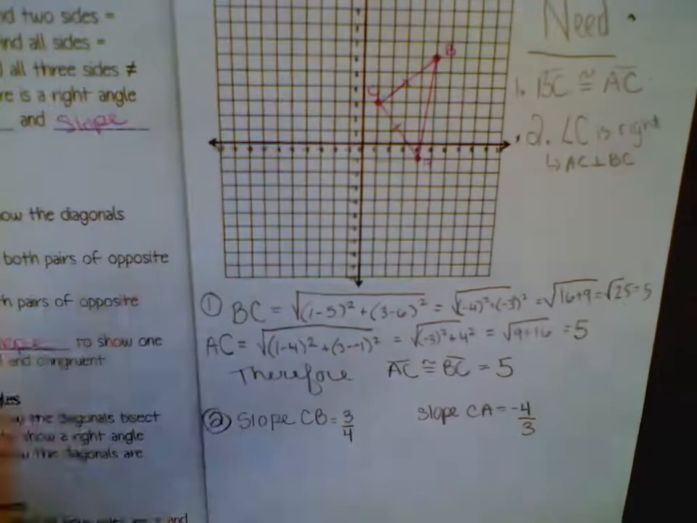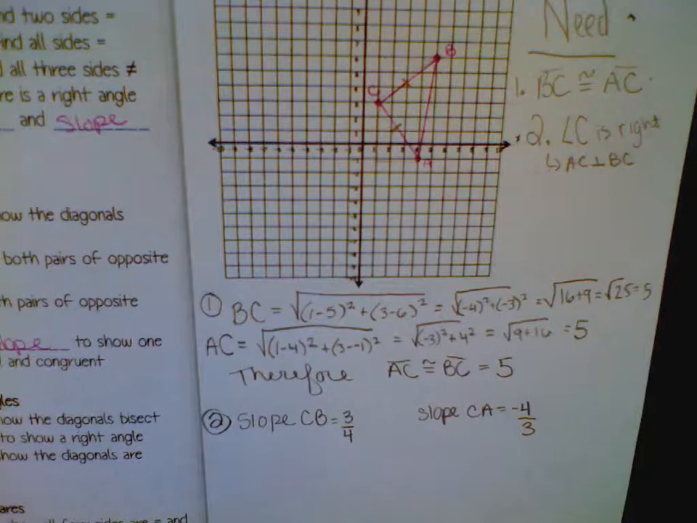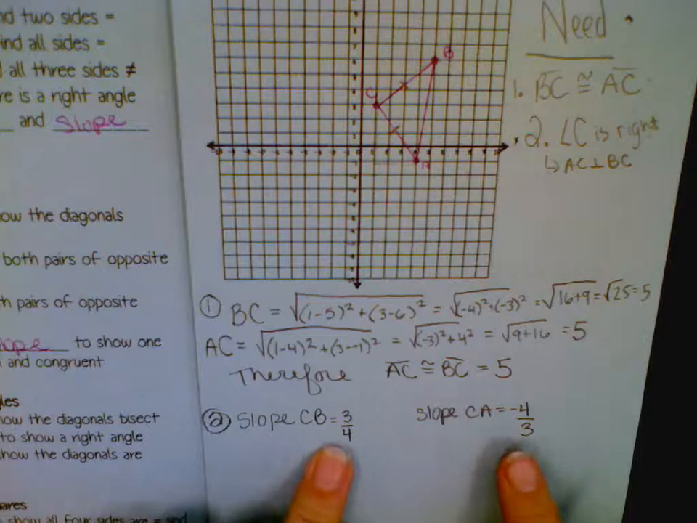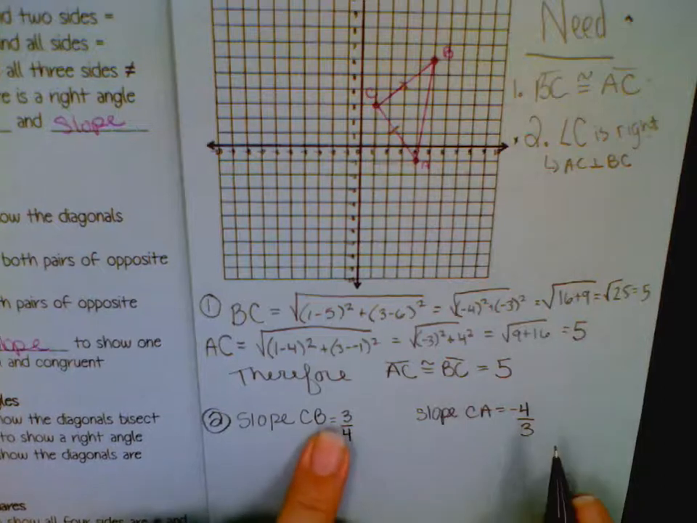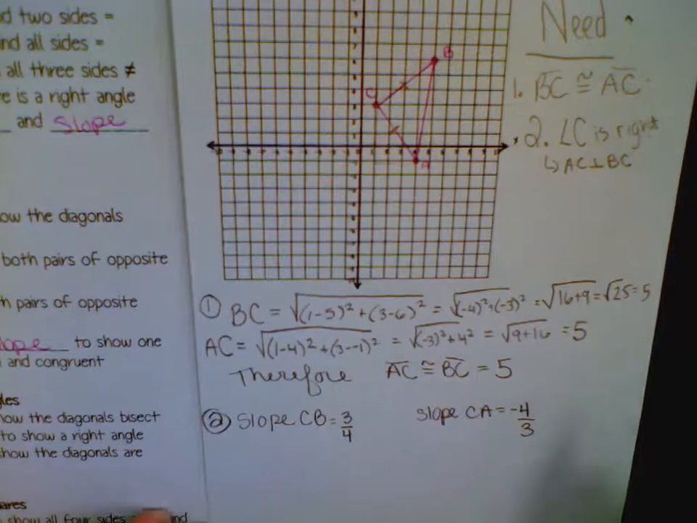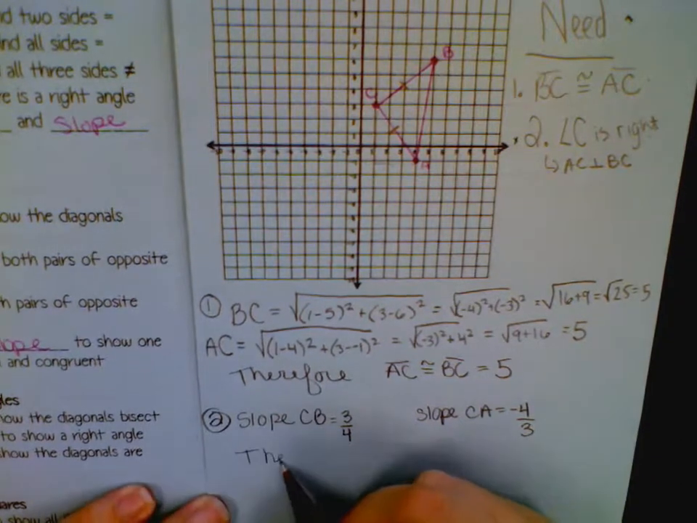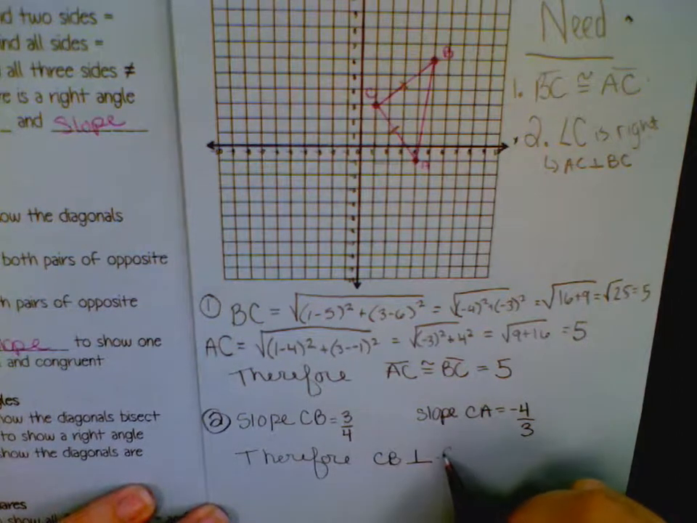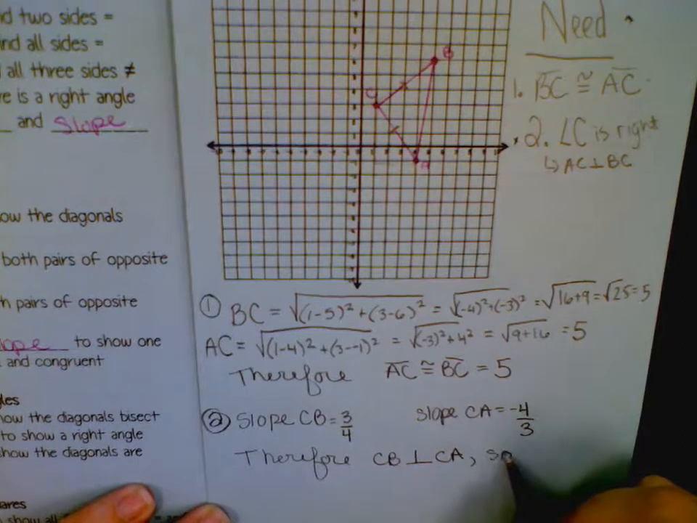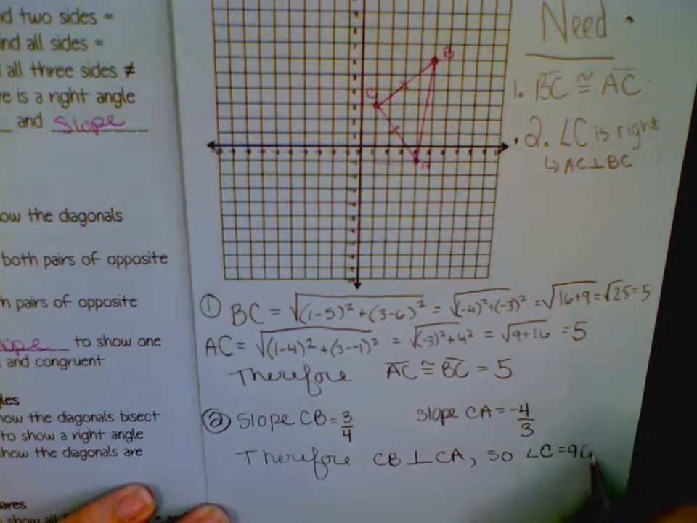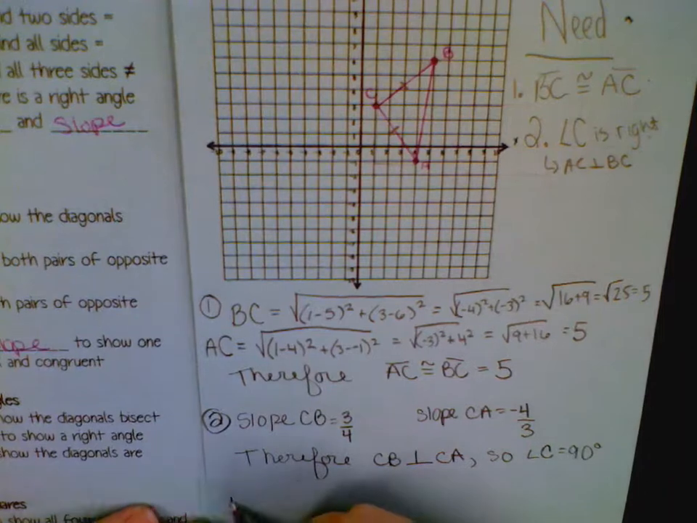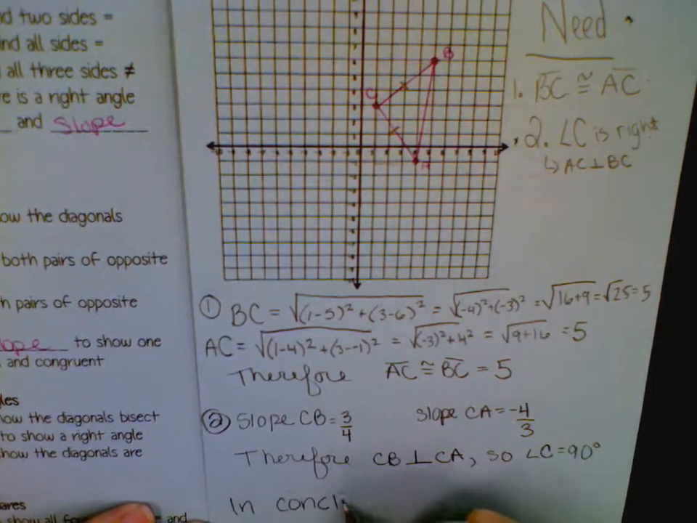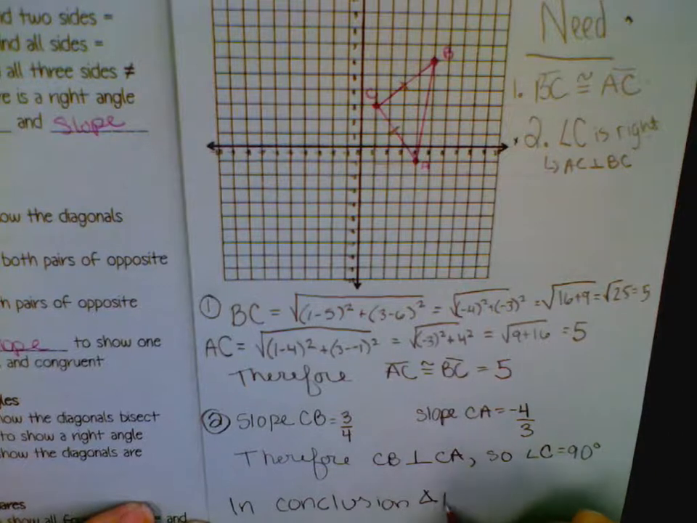So what did we have to have for two lines to be perpendicular as far as their slopes? Good, we need opposite reciprocals, which is exactly what we have here. They're opposite signs, positive and negative, and they're reciprocals. So that means, therefore, CB is perpendicular to CA. So we have that angle C is 90 degrees. So in conclusion, triangle ABC is a right isosceles triangle.